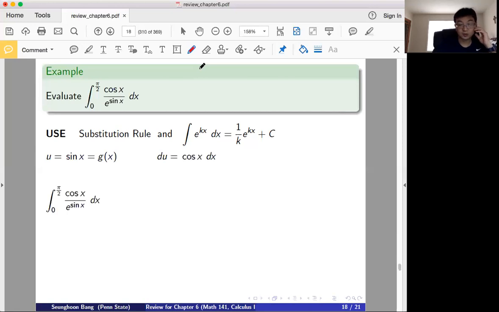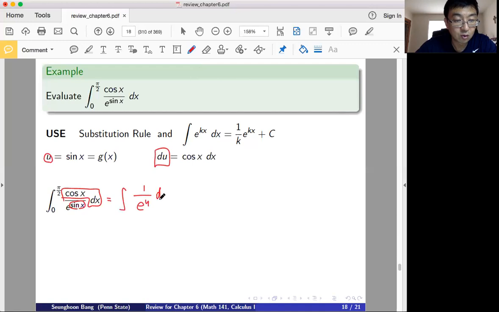Next, substitute. This is the same as the integral. The sine x is here, u. So we have e to the u here. Cosine x dx is du. So like this. You plug 0 into here, g of 0. You plug pi over 2 into here, g of pi over 2.